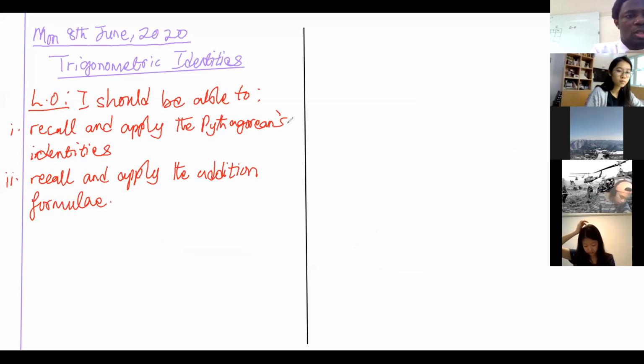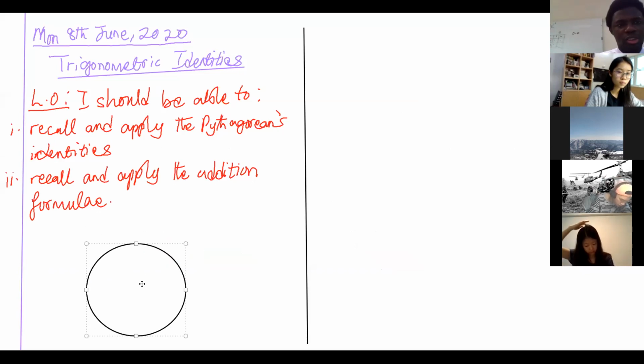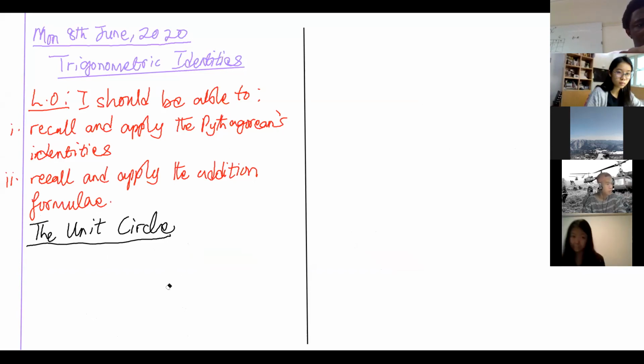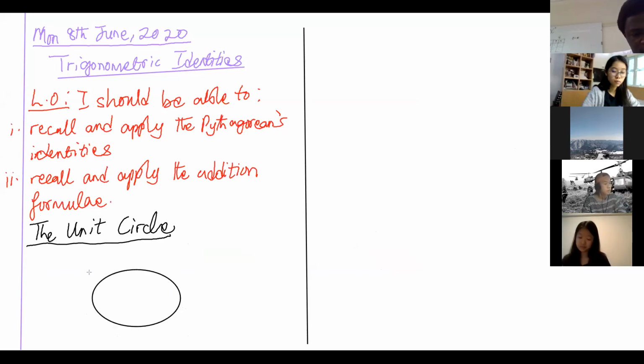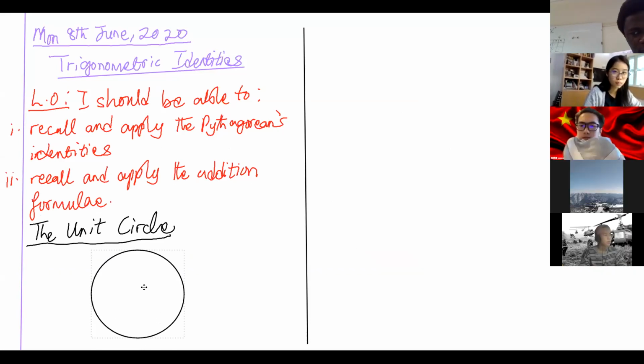Now, one of the easiest ways to see this is to look at a unit circle. So maybe we call this section the unit circle. What do I mean by unit circle? Anyone? I've mentioned that before. The radius is 1. Thank you, Leo. A circle with radius 1, okay?